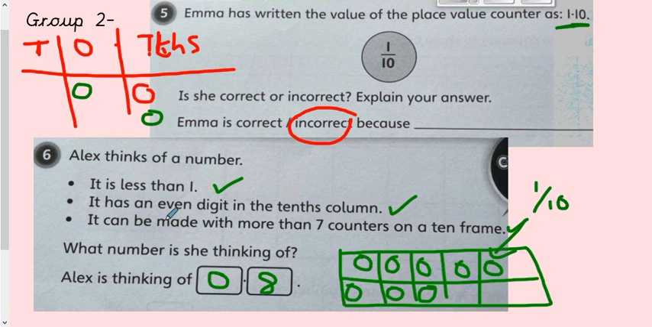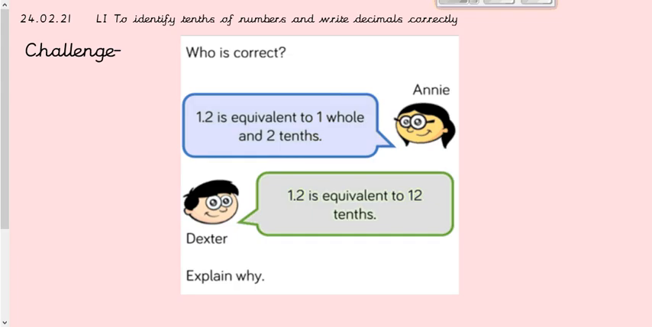Those kinds of questions are quite tricky and they can take a while to get your head round, so don't worry too much if you found it a bit tricky. And then finally the challenge, it says who is correct. Annie says 1.2 is equivalent, that means the same, to 1 whole and 2 tenths. Dexter says that 1.2 is equivalent to 12 tenths. Explain why. So you need to pick who is correct and then explain your answer.